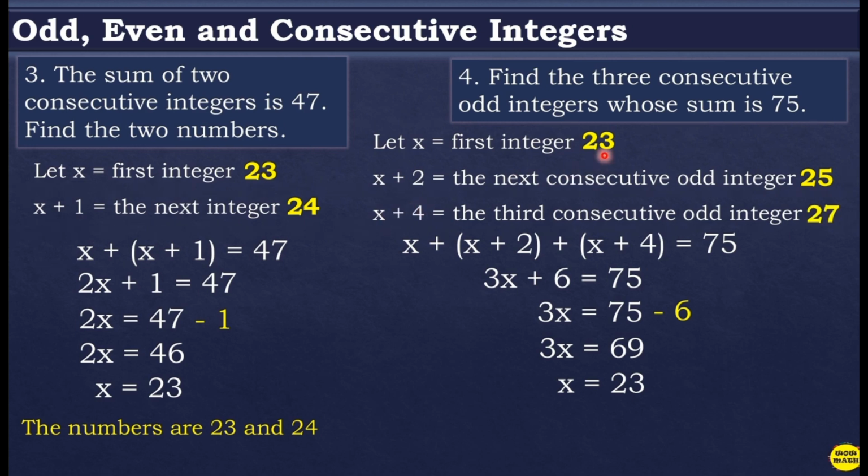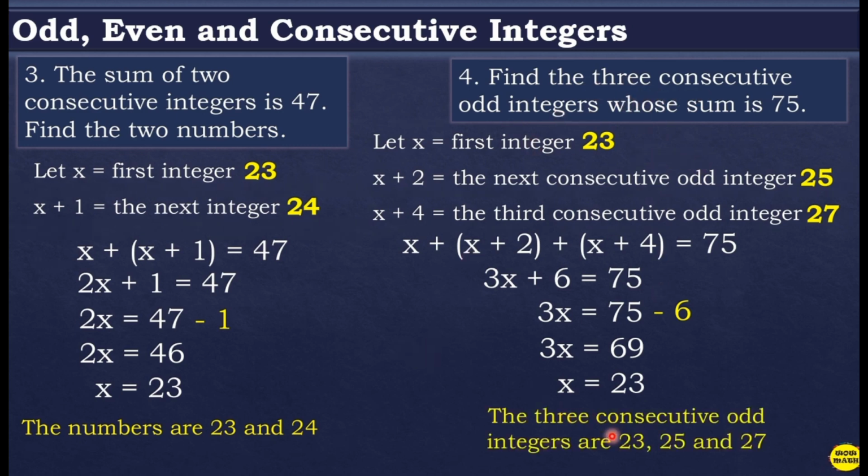So we have already here the first integer is 23, the next consecutive odd integer is 25, and the third consecutive odd integer is 27. In the statement, if we add the three consecutive odd integers, it will give us 75. So 23 plus 25 plus 27 is equal to 75. Therefore, the three consecutive odd integers are 23, 25, and 27.